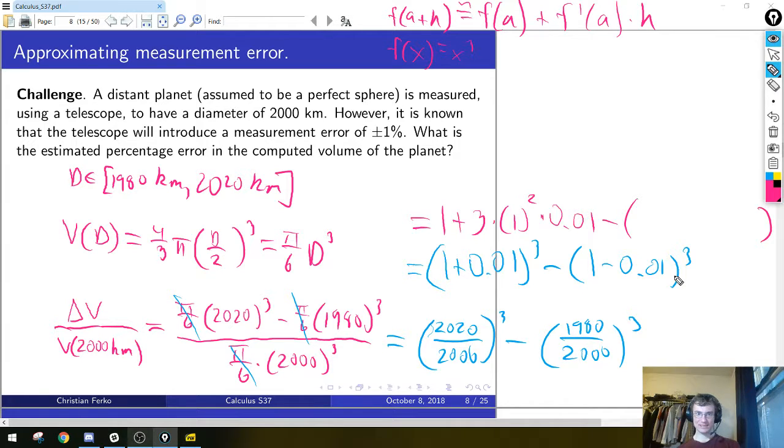Okay, and similarly, 1 plus 3 times 1 squared times negative 0.01. Good. Running out of space, but that looks right. So now some magic happens. The 1 cancels, and the 1's there. And then we're left with, well, 1 squared is 1, so I can just drop those guys. So what do we get at the end of the day?